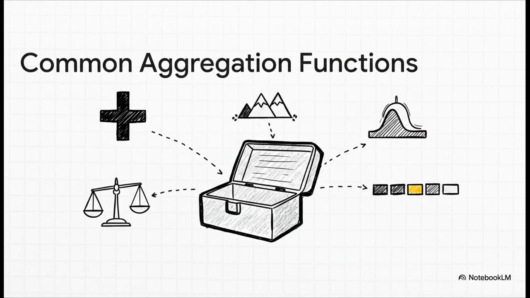And of course, NumPy gives us a whole toolkit for this. These functions you see here, they're the building blocks of descriptive statistics. We can find the sum, the mean or average, the absolute minimum and maximum values, and even get into more advanced stats like the standard deviation and variance, which tell us just how spread out our data is. It's all right there for us.